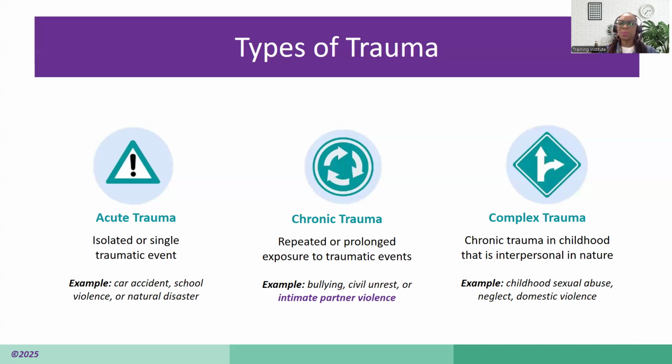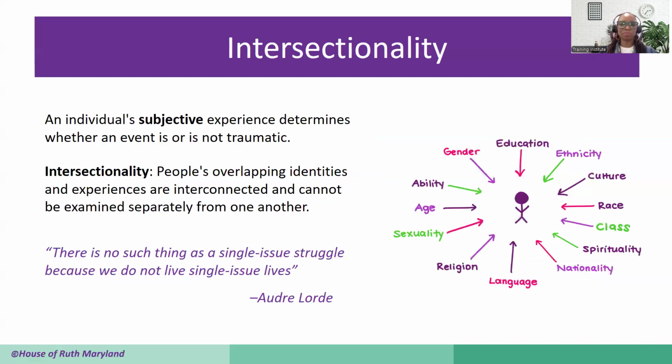And then there's complex trauma. And complex trauma is chronic. It is persistent. It is usually something that has started in childhood and has continued throughout that individual's life. For example, childhood sexual abuse, neglect, and domestic violence, which is different from intimate partner violence.